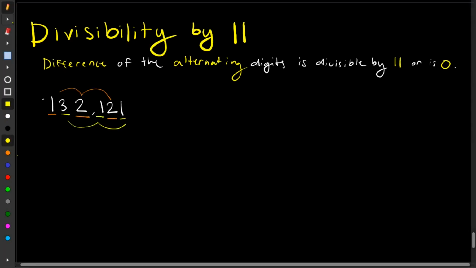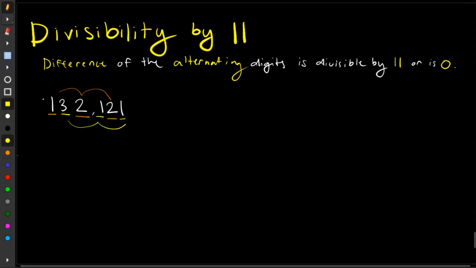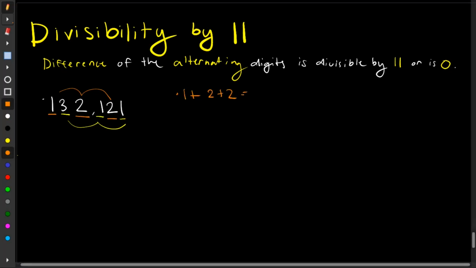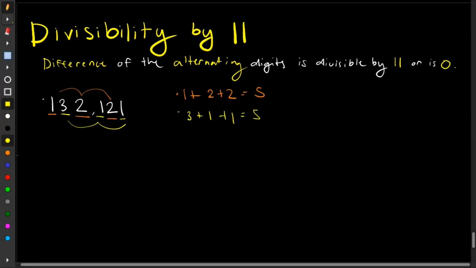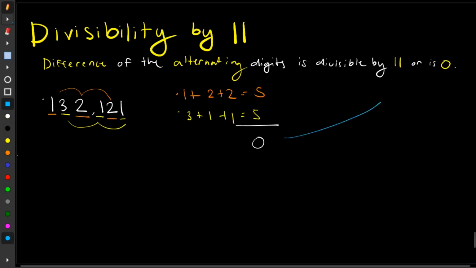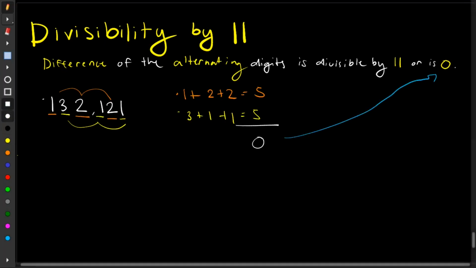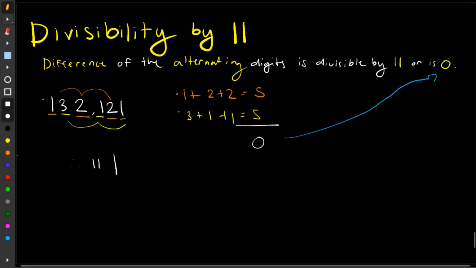So we add those. So for the first group, say the group orange, we have 1 plus 2 plus 2, and that will give us 5. Second group, we have 3 plus 1 plus 1, which will also give us 5. So clearly, if we get their difference, the outcome is 0. So since it satisfies our statement, we say that this number is divisible by 11, or that is 11 divides 132,121.